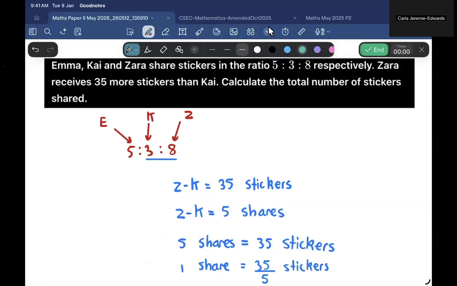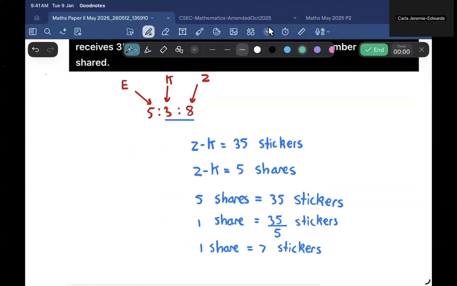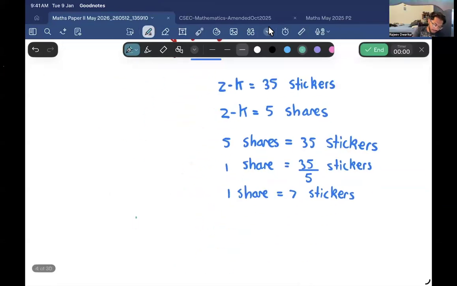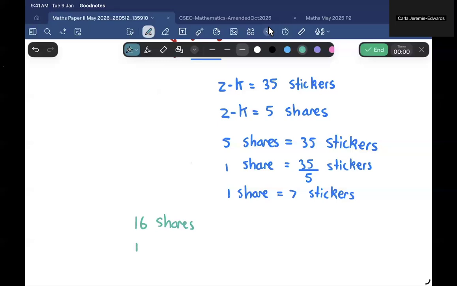8. Now, we don't have 8. No, count. Take your time. I'm not rushing you. 16. So, altogether, we have 16 shares, right? So, if I wanted to find the total number of stickers, what could I do with that? So you multiply the 16 by the 35.